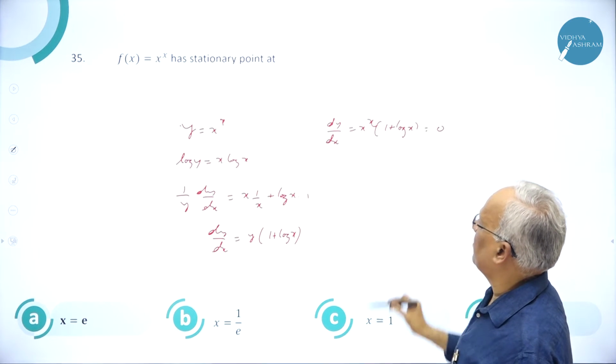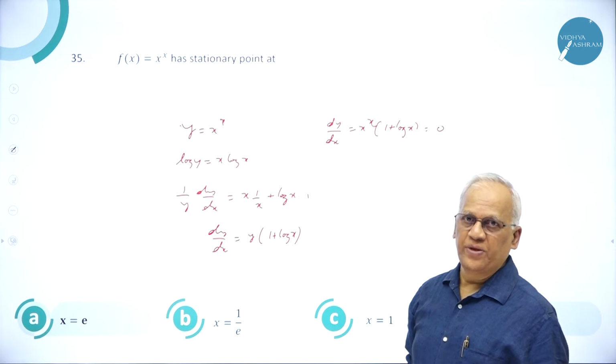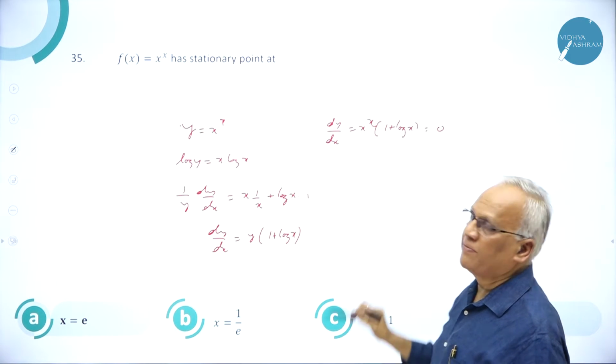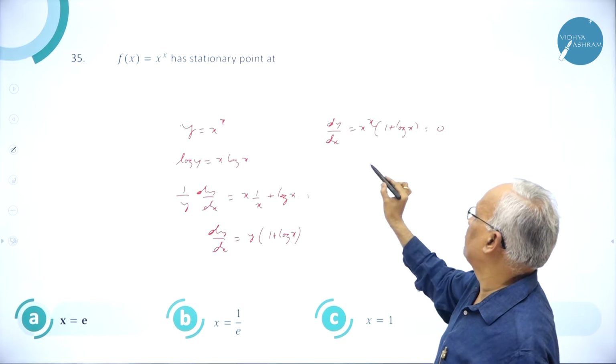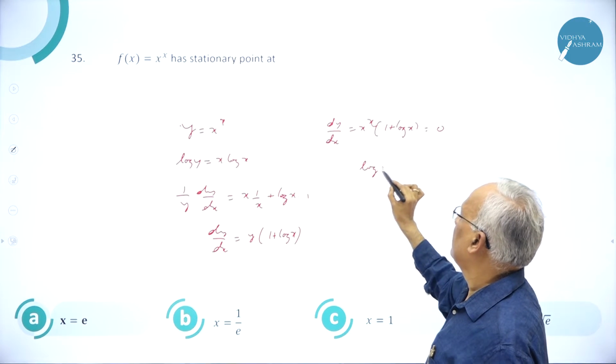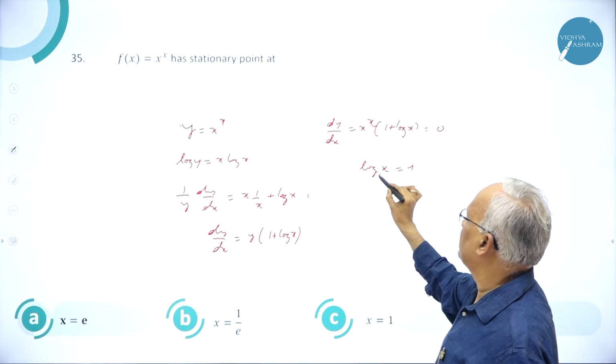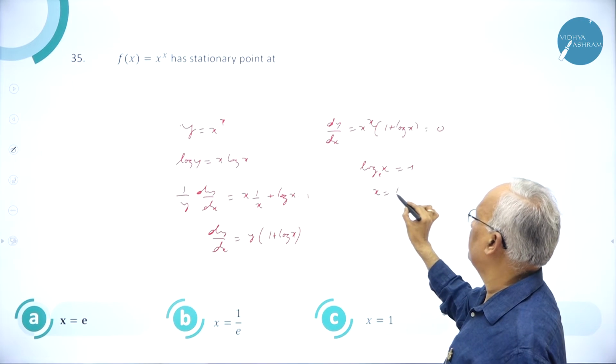Then if you equate this to 0, you get the stationary value. To get the stationary value, you must equate the derivative to 0. Then here this cannot be 0, being an exponential function. So log x is equal to minus 1. Base is understood. Therefore, x is equal to 1 by e.